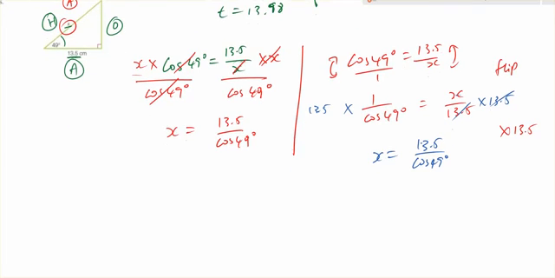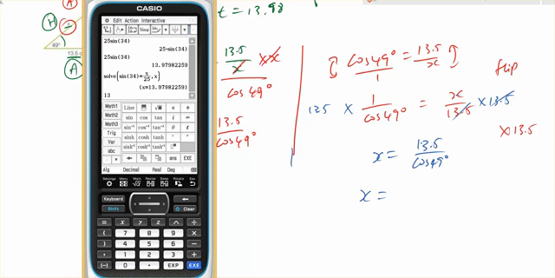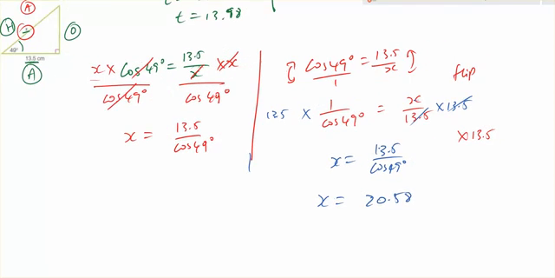Now I need to evaluate what x equals, because I get 13.5 divided by cos 49. So what I do, I use my calculator. 13.5 divided by cosine of 49. Again, make sure I'm in degree mode, which I am. Gives me 20.58. 20.58 to 2 decimal places.